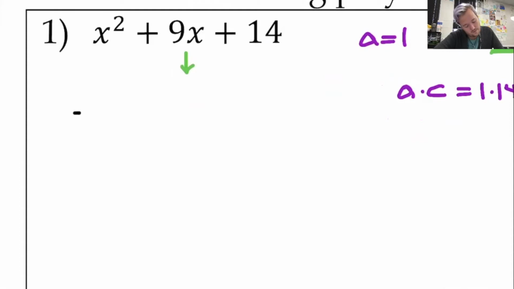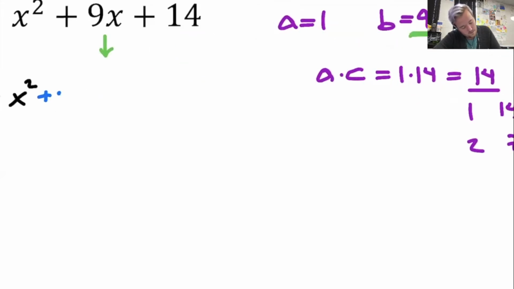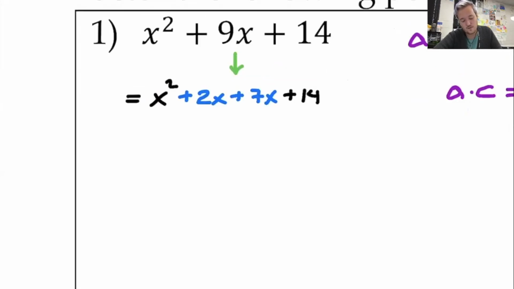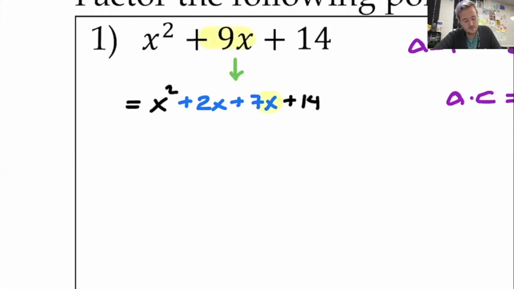All right, so I'm going to have x squared plus 2x plus 7x plus 14. Notice how 9x and then 2x plus 7x, those are the same thing. We're just changing how it looks.